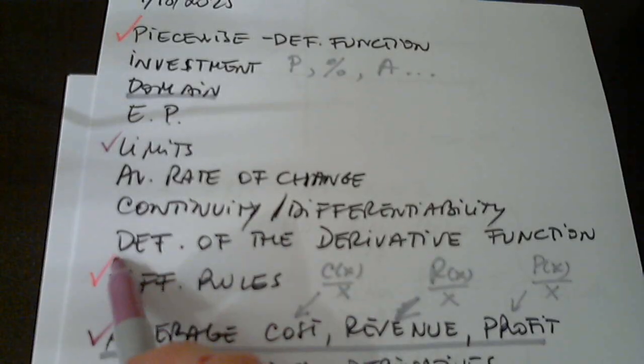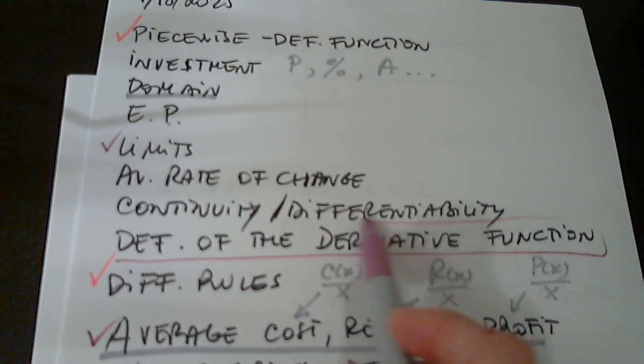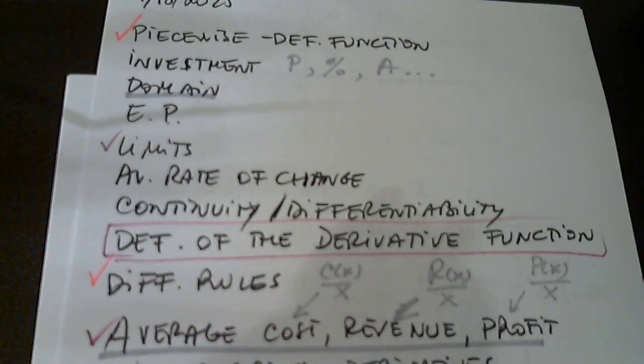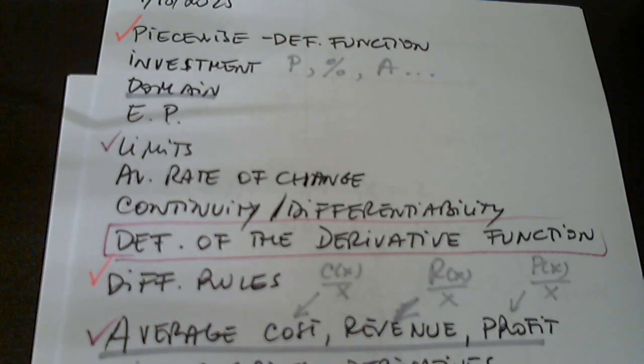Now, you will have a question in which you have to determine the derivative, maybe the equation of the tangent line, but you have to find the derivative using the definition of the derivative function. Do we need to review that?